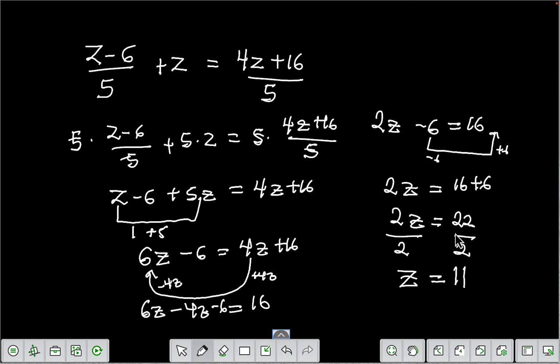Hopefully you understood how to solve equations that contain fractions of the same denominator.